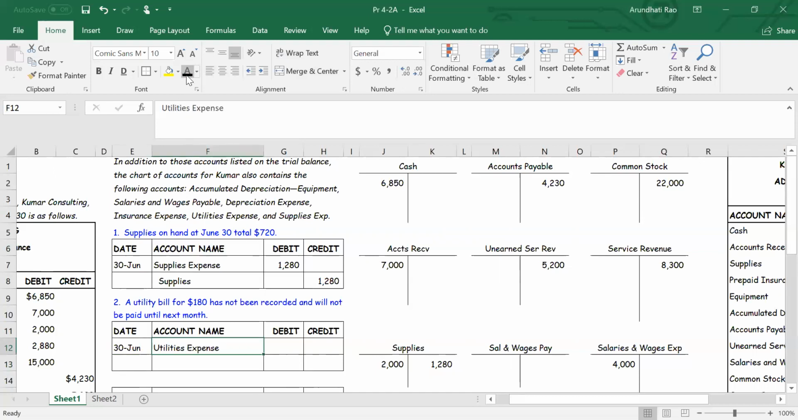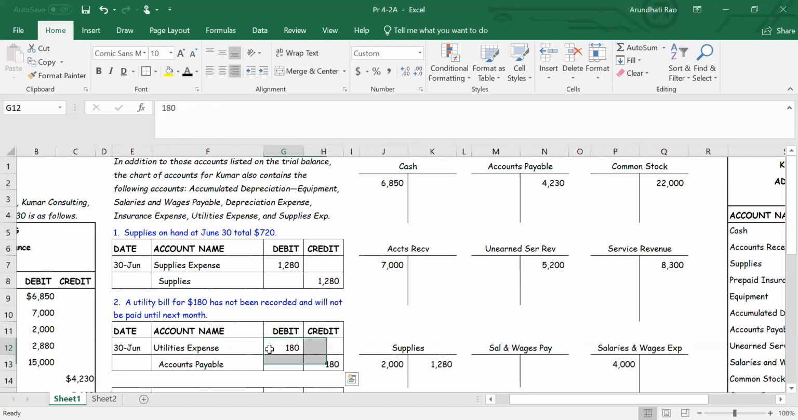Utilities expense debit. And what should I credit? I can either credit utilities payable or accounts payable. In this case, I'm going to credit accounts payable. It's basically indicating I owe money to someone who has provided me with a good or service. In this case, it's a service. And the amount given to me is $180.